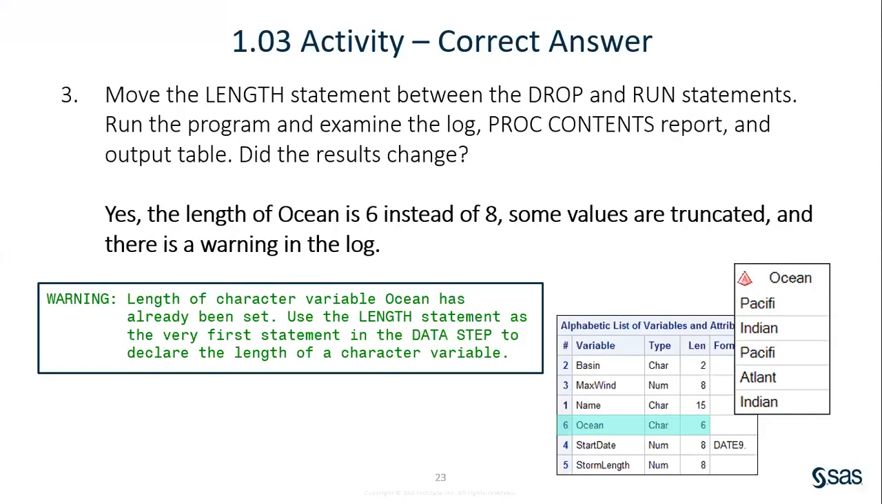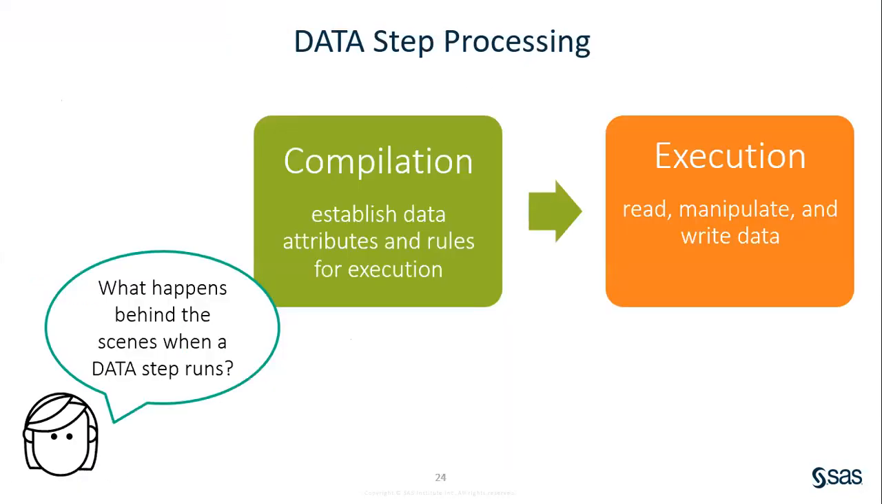वही तो हमको अभी सीखना है. So it was a warning. The length of ocean is 6 instead of 8. Some values are truncated and there is a warning in the log. Now why is this happening? Let's understand in detail the process of your data step.